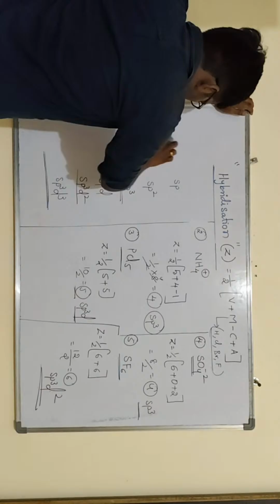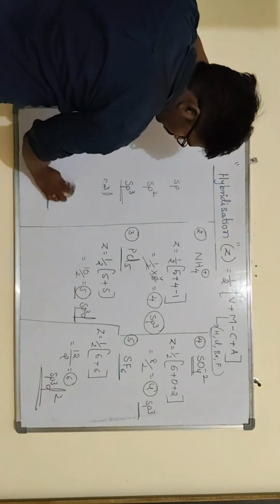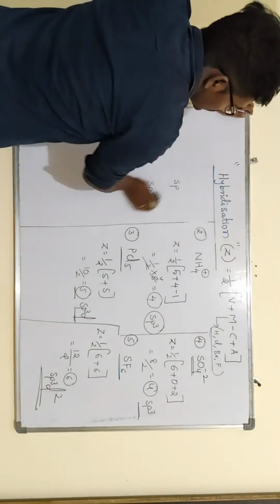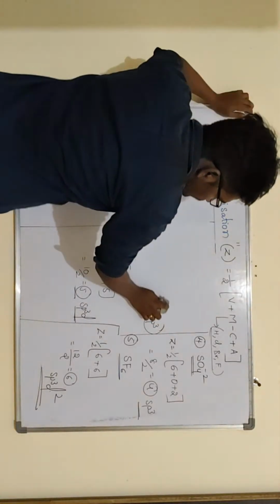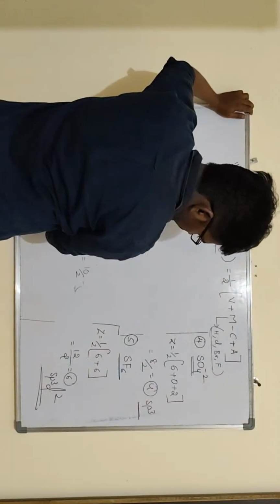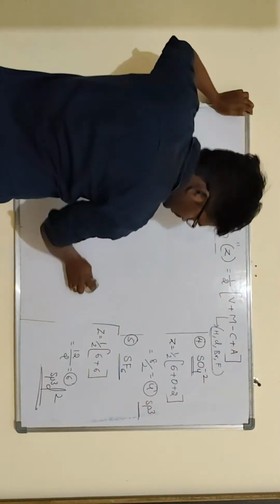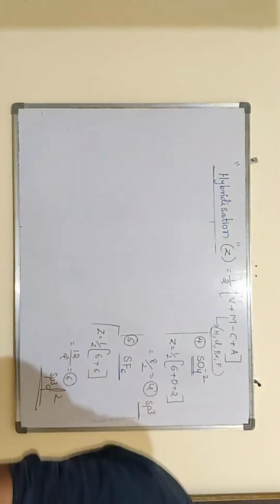Before going to the shortcut method, how to find out the valency electrons of the central atom? Valency electrons of central atom, how to find out?